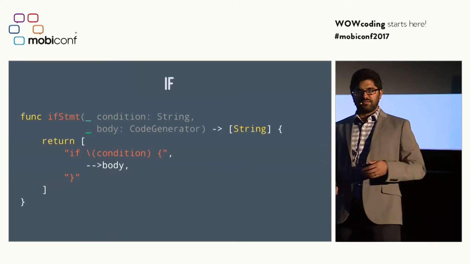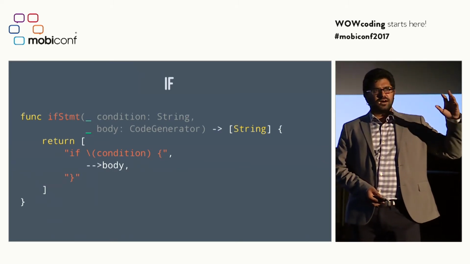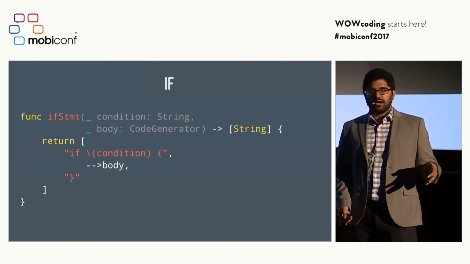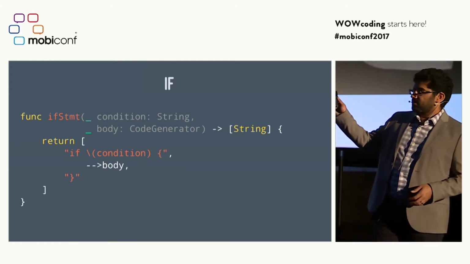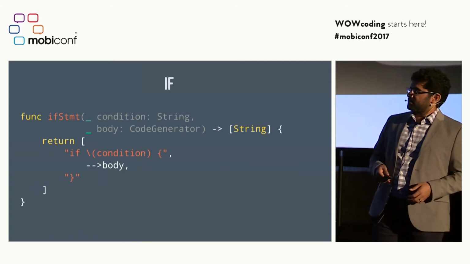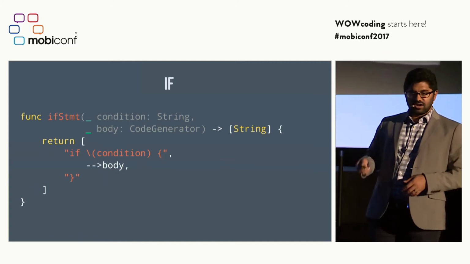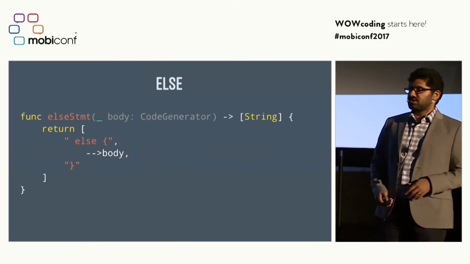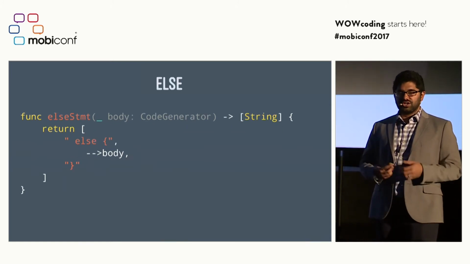And if you remember from the first slide in this section, a code generator is just an anonymous function that returns an array of strings. So simply, all this function does is template out the if, some condition and braces, and then the execution body. And then the else statement is very similar. It just doesn't have the condition.